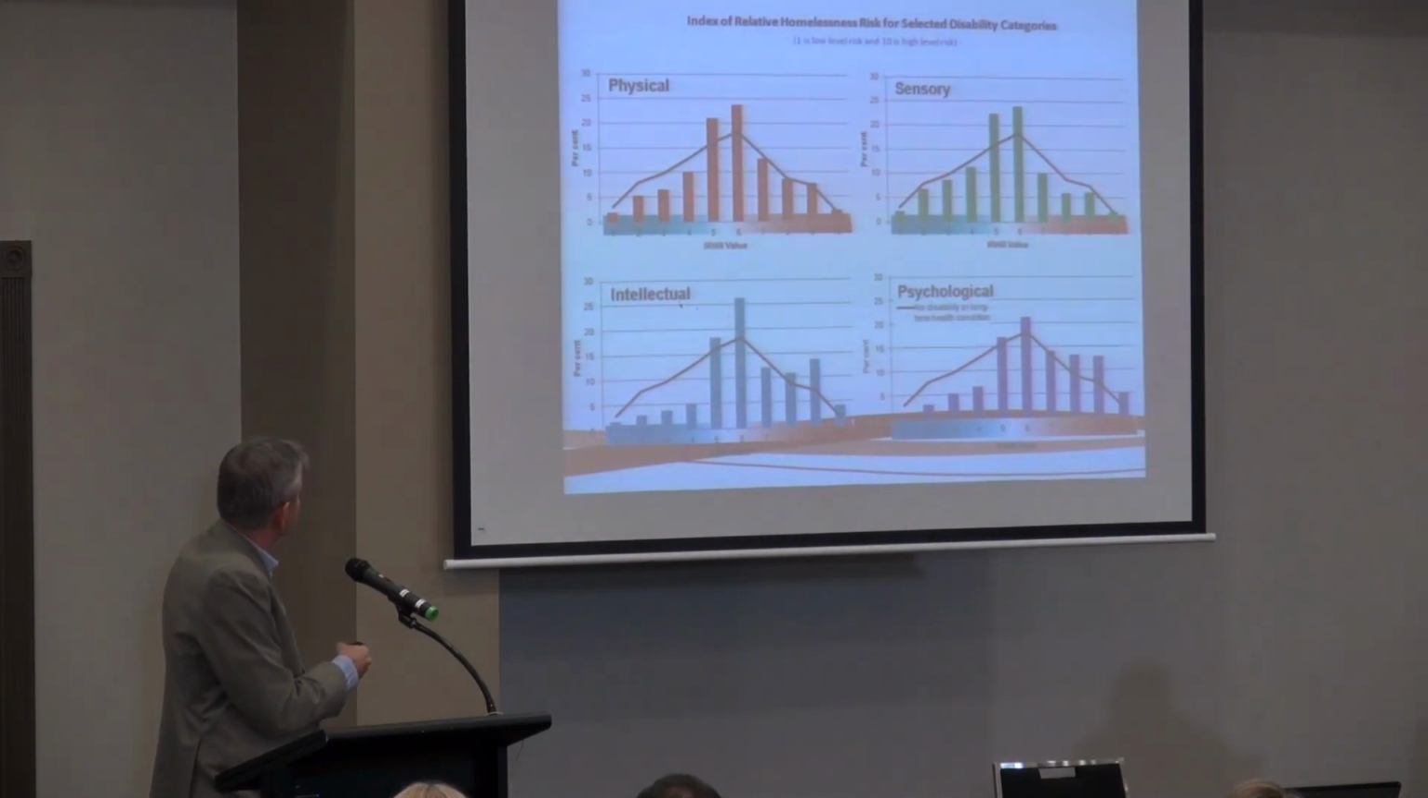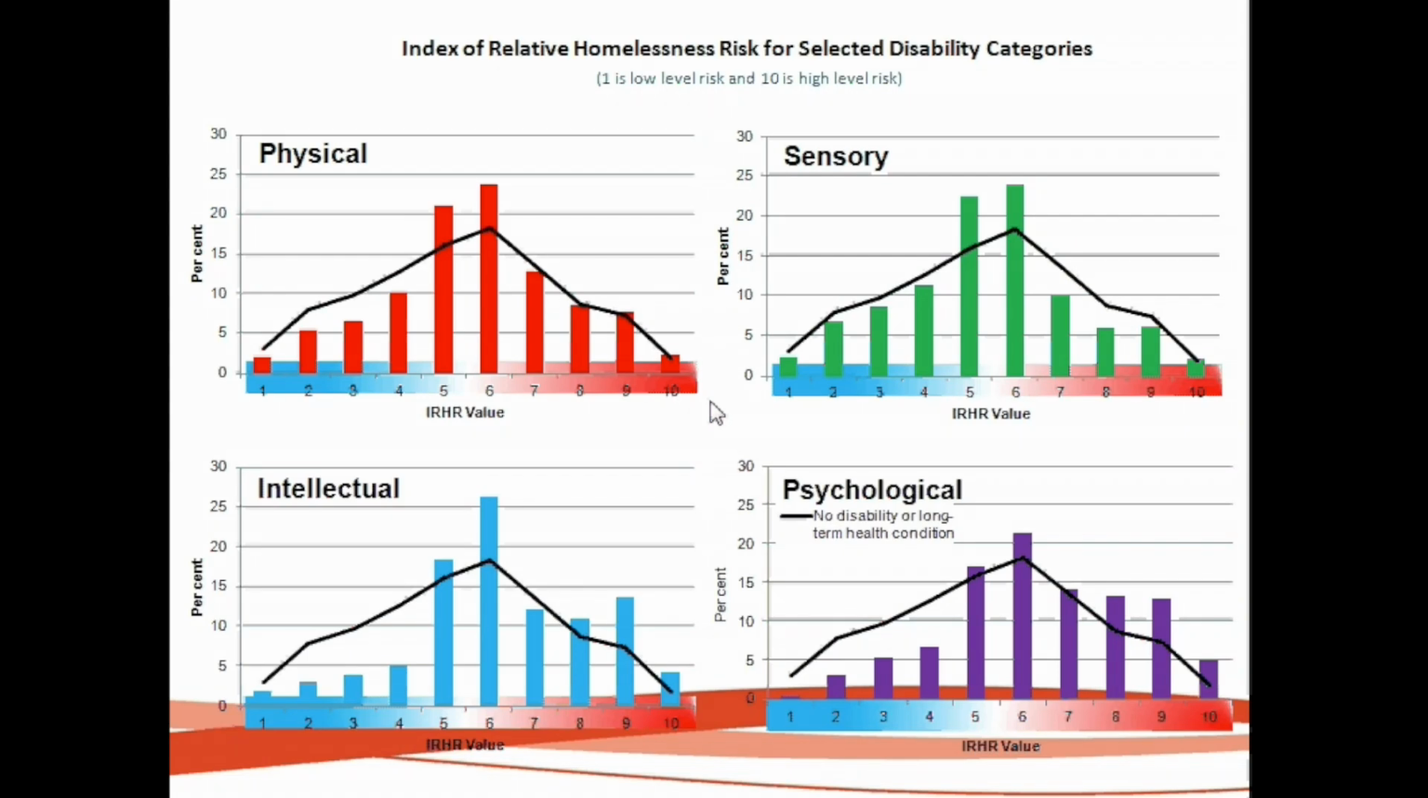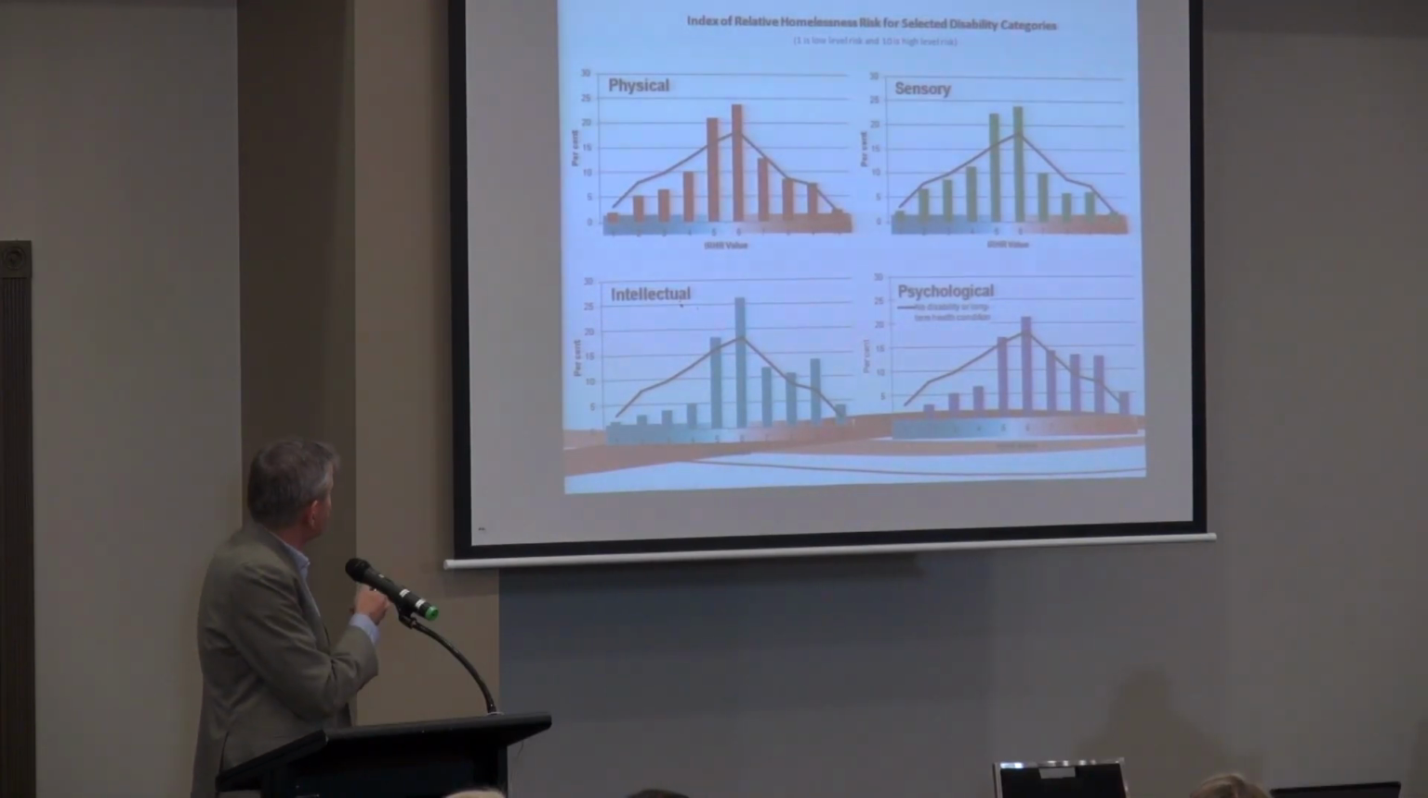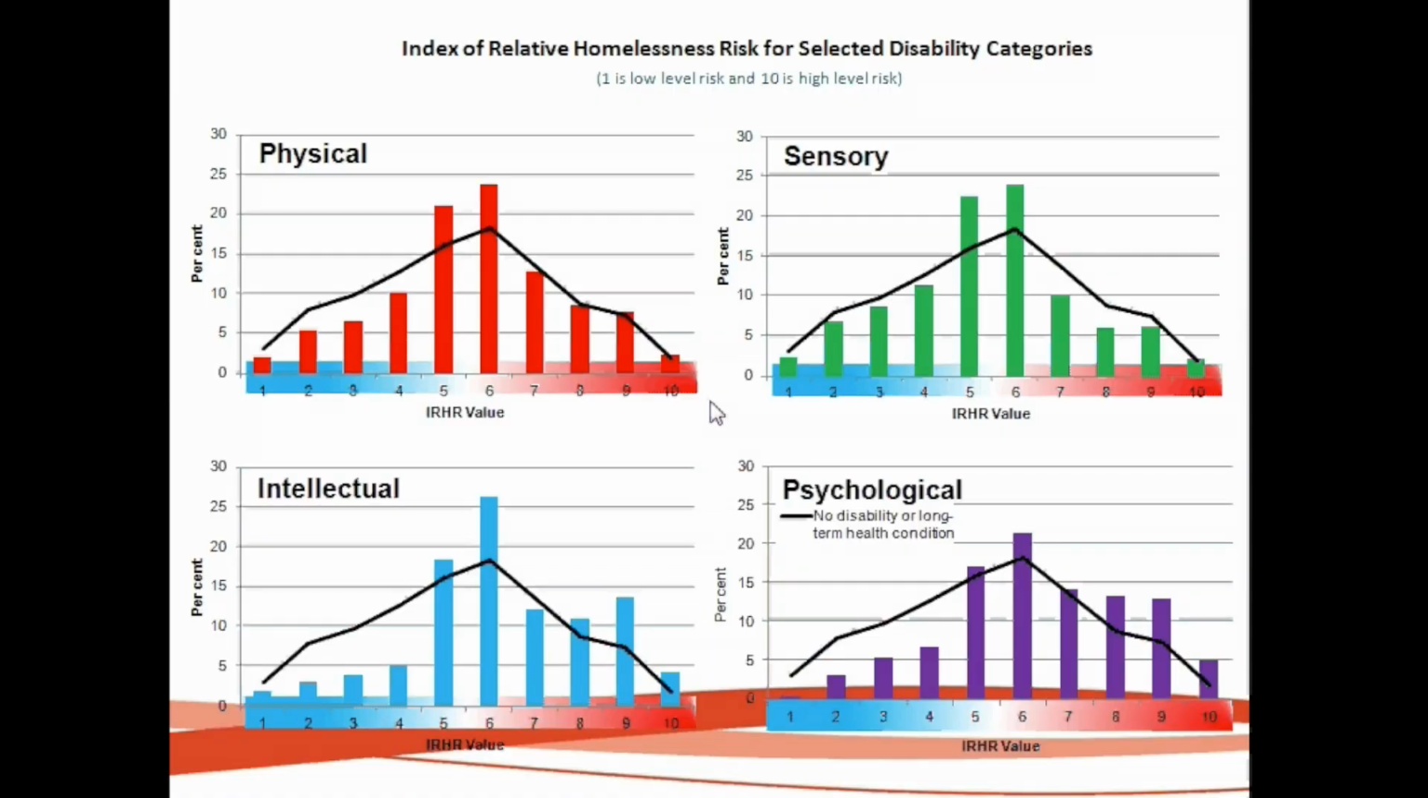If I can go back, which I don't think I can, I'll just show you on this slide. At one extreme, you have the population overall, the black line, that's the general risk of homelessness for the Australian population, and it's roughly a normal distribution. On the other hand, you've got the bar charts, which show the relative risk of homelessness for the population affected by different types of disability: physical disability, sensory disability, intellectual disability, and psychological disability. Now, what you find is that for some forms of disability, the risk of homelessness is 7, 8 and 9, high risk of homelessness.